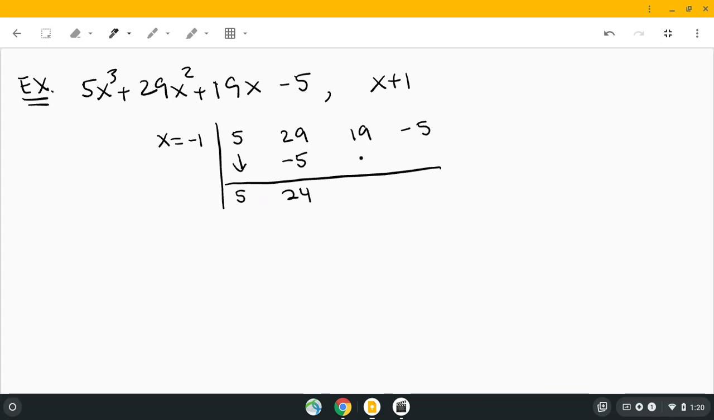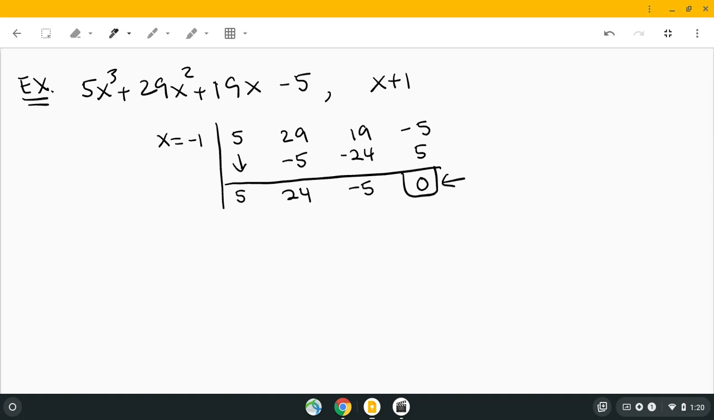24 times -1 is -24. And we're going to add these two together here. Oops, it's -24. Okay, and we're going to combine these two together, and I get -5. And then again, -5 times -1 is +5. And I'm going to combine these together, and I get 0. So this here is my remainder.